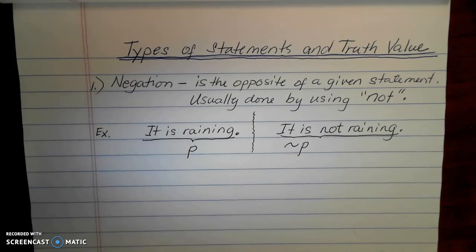Our lesson for today is about types of statements and truth value. The first type of statement I need to discuss with you is negation. It is the opposite of a given statement, usually done by using the word not. For example, it is raining. So if that's your P, your NP, or your negated P, is: it is not raining.